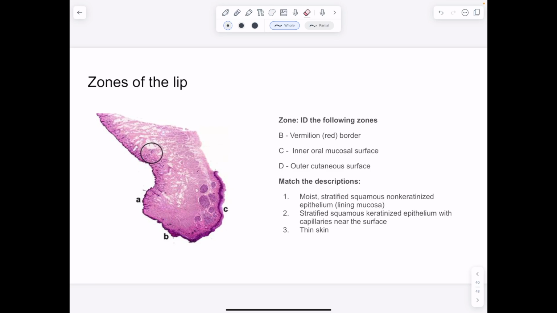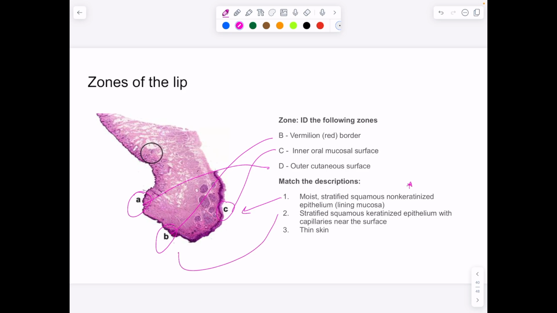All right, so now we are just about done. Quick review, zones of the lip. We have the outer cutaneous, then we have our red border, the vermilion border, then we have our inner oral mucosal layer. The lining mucosa we know goes with the inner layer, so stratified squamous, non-keratinized. Theoretically, it's not undergoing a ton of friction. And then here we have the stratified squamous keratinized with capillaries near the surface, and they have the stromal papillae coming up, and then thin skin for the outside.